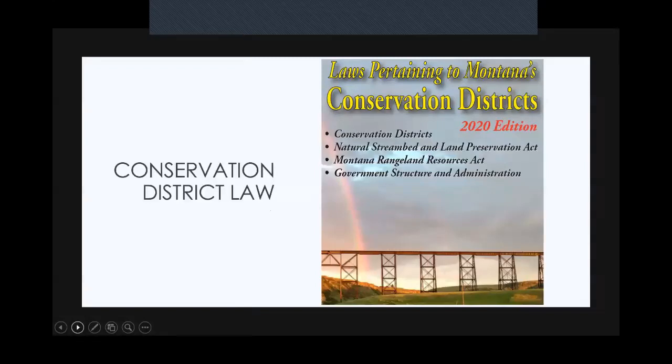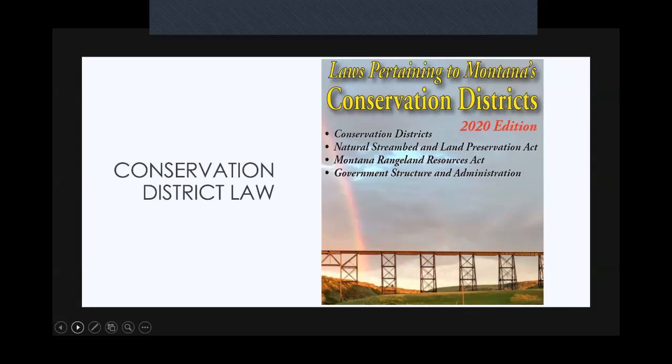The NACD works really hard for you to try to make sure that the resources that you need are available when you need them. This book, The Laws Pertaining to Conservation Districts, tells a conservation district what authorities and roles that you have. If it's not in there, it doesn't exist. But generally, it sets up the tools and authority to help you get your job done.